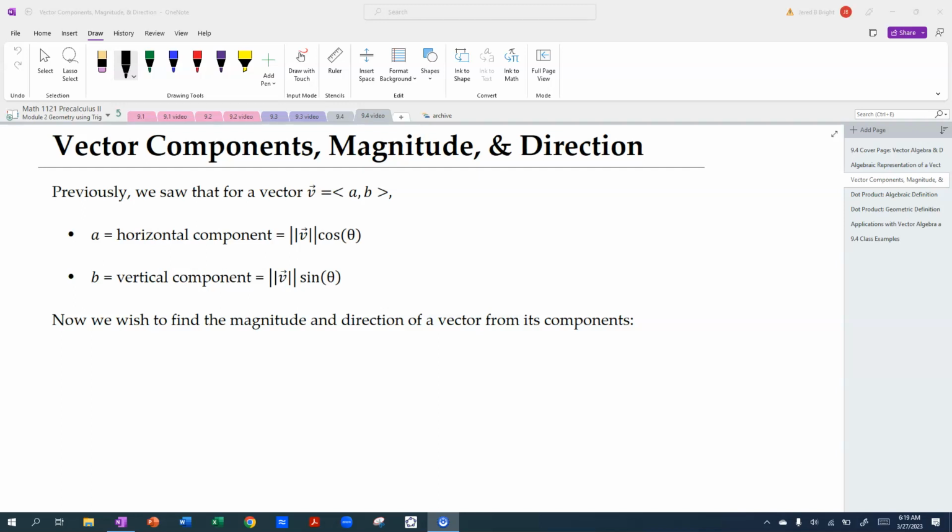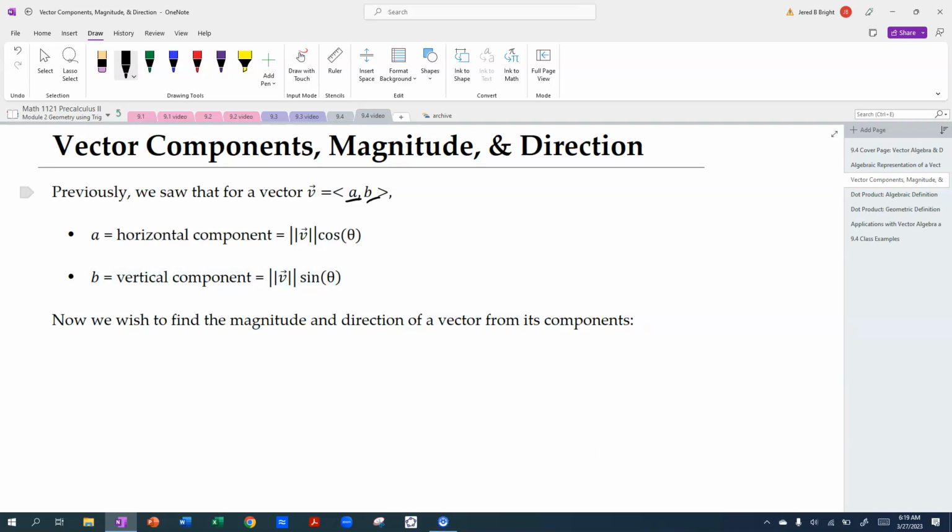Now that we know about vector algebra, or at least the algebraic representation of a vector, we want to begin connecting things that we already know. So we know that the horizontal component of vector v was given by A, and the vertical component was given by B, right?